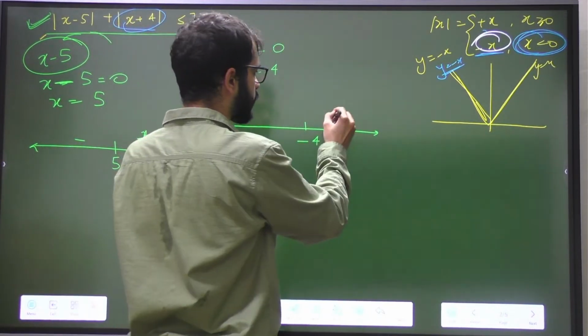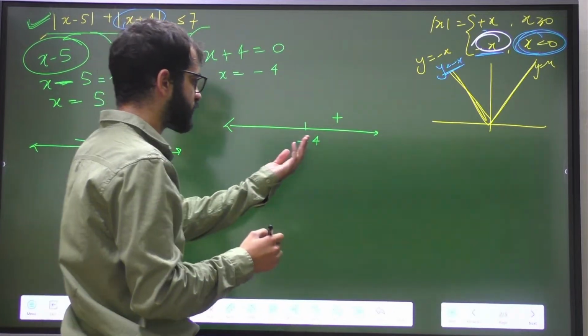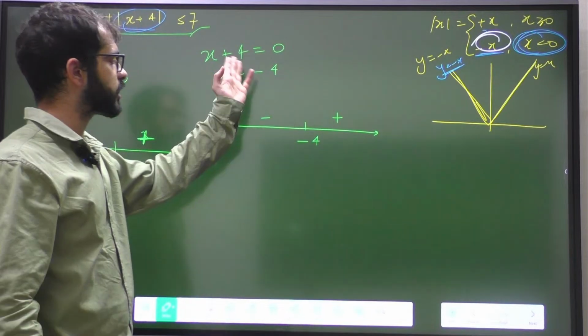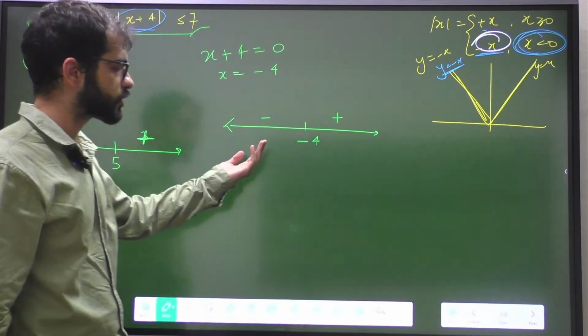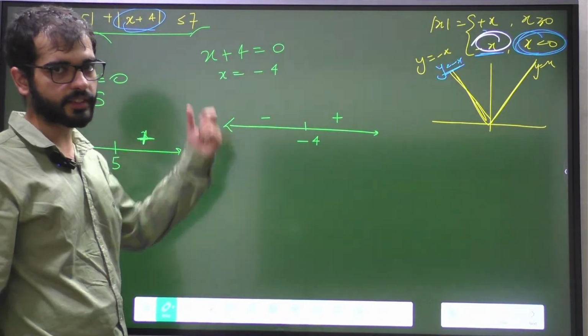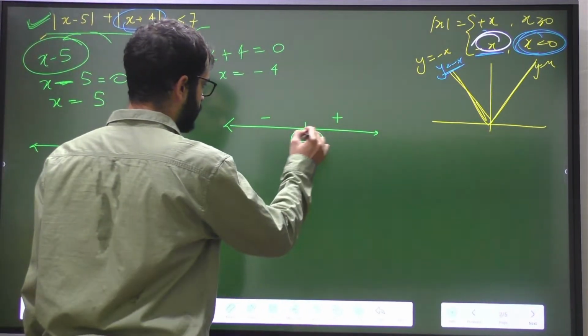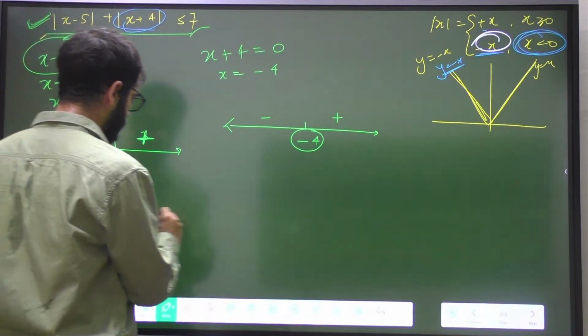For values greater than minus 4, the output will be positive. For values smaller than minus 4, the output will be negative. So for a number greater than minus 4, like 10, 10 plus 4 is 14, positive. For a number smaller than minus 4, like minus 10, that is minus 6, again a negative number. So now we get that one root is 5, another root is minus 4. Let's club them and bring them on the same number line.